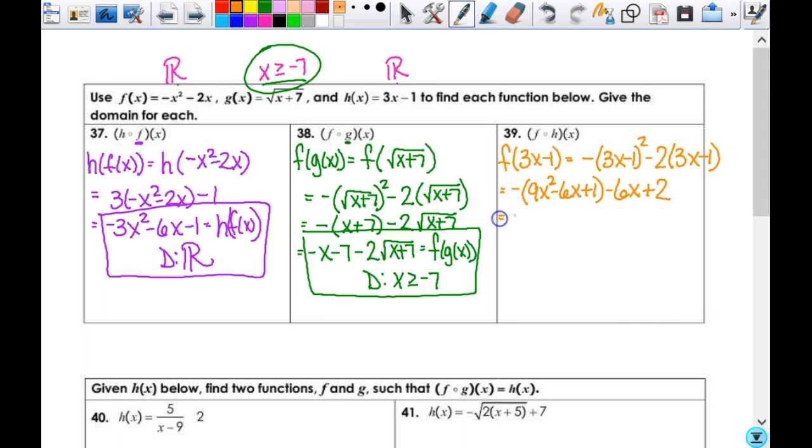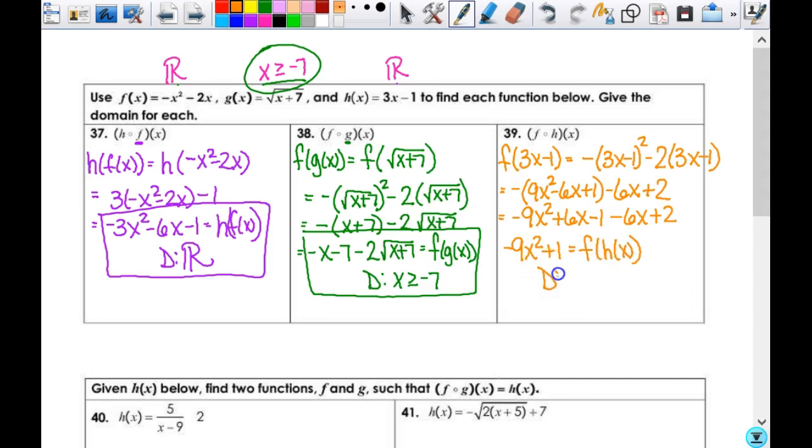Then I distribute this negative. I'm going to get negative 9x squared plus 6x minus 1 minus 6x plus 2. So then when I combine these, I got negative 9x squared. 6x and a negative 6x cancel each other out. Negative 1 and 2 would be plus 1. That is f of h of x.